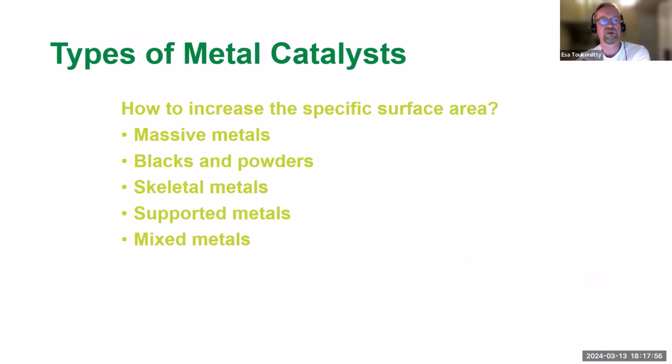These metal catalysts come in different shapes and forms, and again I have skipped the majority of those, but there are different categories: massive metals, blacks, powders, skeletal metals, supported metals, and mixed metals. And I will skip more or less all of these. We have talked quite a lot about supported metals, and you should already have an idea what those are.